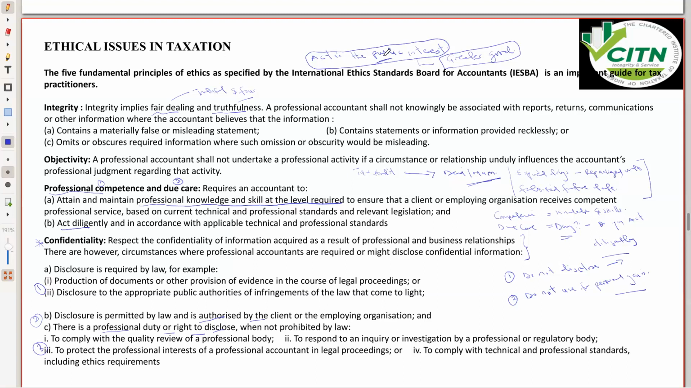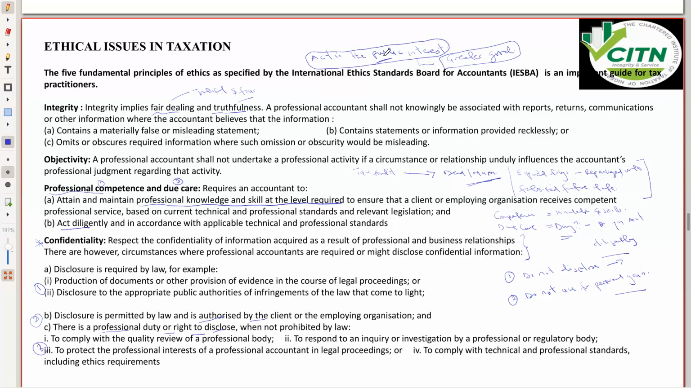Oftentimes, what we recommend is that you are well protected, try and seek legal guidance, try and seek some legal opinion first on the matter, then we'll be able to know how to proceed with it. But where you have this kind of situation where there's a threat to the greater good, it's important to act in the public interest. And that is where there is a professional duty. Acting in the public interest puts on us the professional duty to disclose.